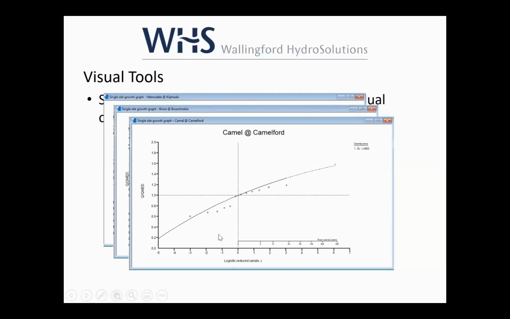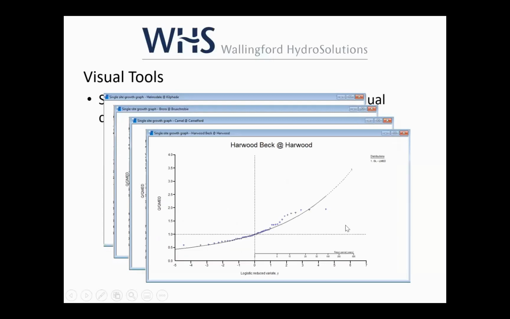Here we've got the Camel at Camelford. You can see there's not many years of data, and really the general rule of thumb is to remove these stations just as a precautionary approach. Just another gauging station there, and that's showing quite positive correlation, so we would probably not want to reject that on the basis of the flood frequency curve.